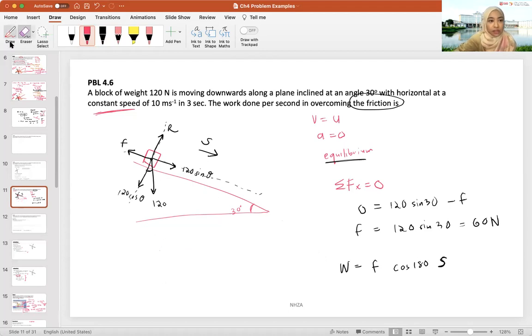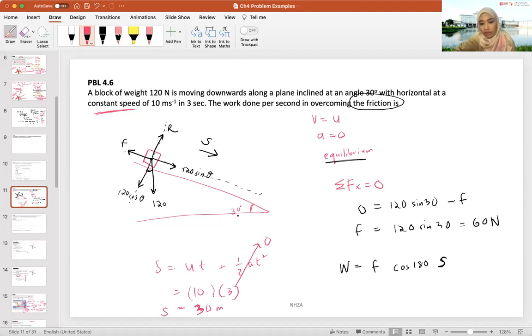So Rai said S equals to U times T. This is what Rai said. So S equals U times T comes from the equation S equals UT plus 1/2 AT squared. This term is 0. U is equal to V. So we are good to go. 10 times 3, so we get 30 meter. So this is how you find out the displacement.